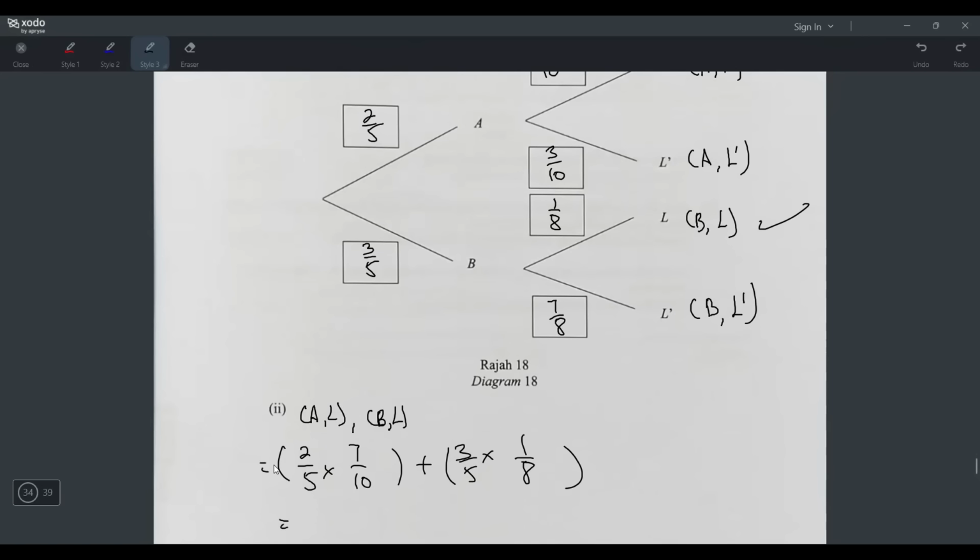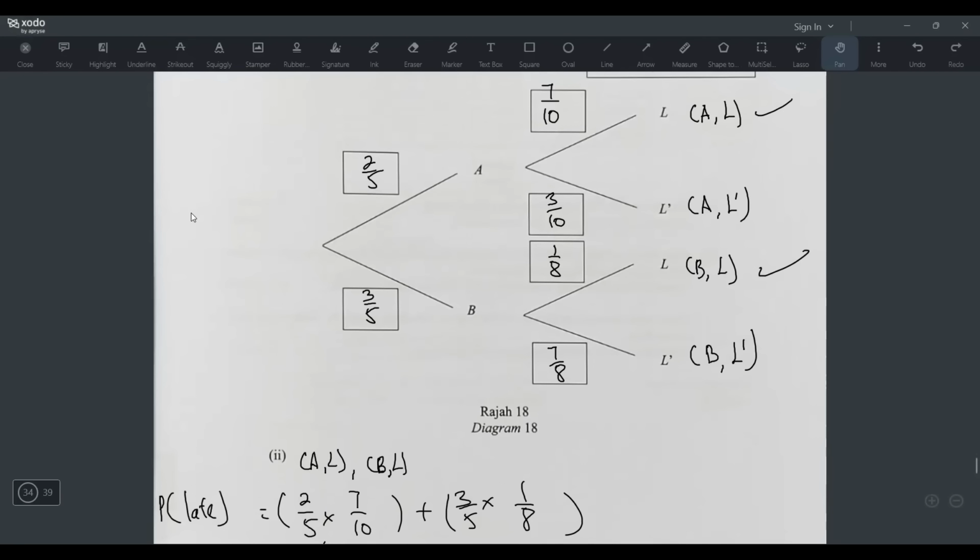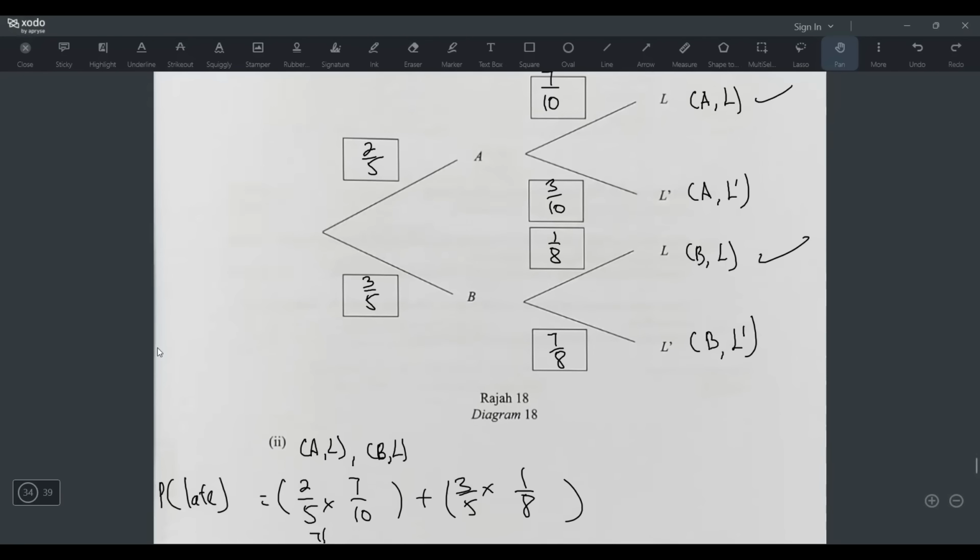Okay, you press all this, you will get the answer 71 over 200. So this is the probability of late. Okay, so the probability of late is this one plus this one. Okay, that's all. Hope you understand. Let's continue.